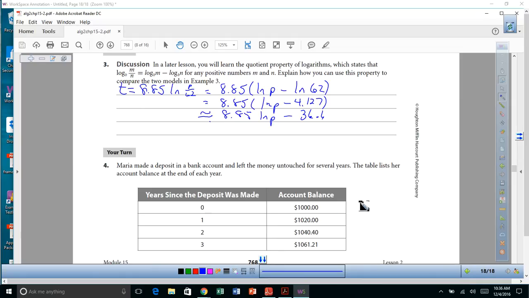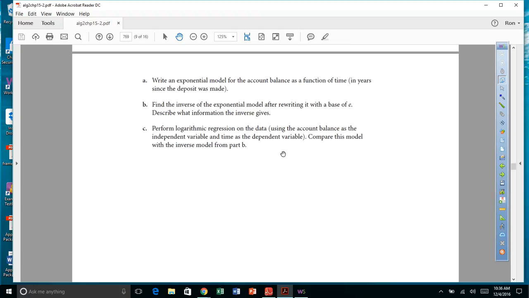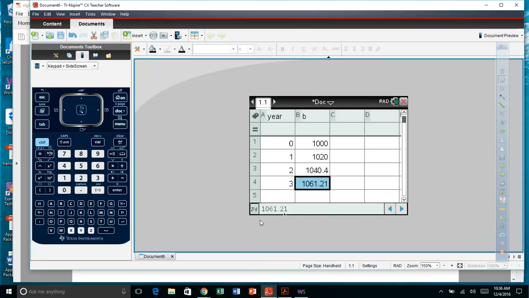1.02, and that one there is 1.02 as well, or approximately. We want to write an exponential model for the account balance as a function of time in years since the deposit was made. So let's just let the calculator do that for us.